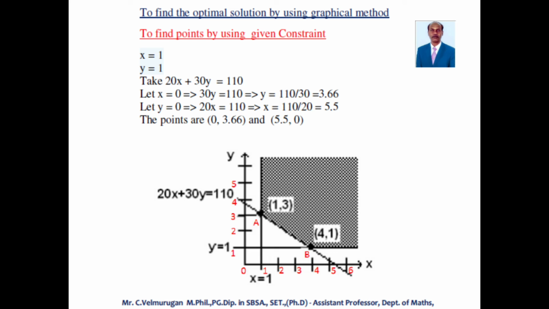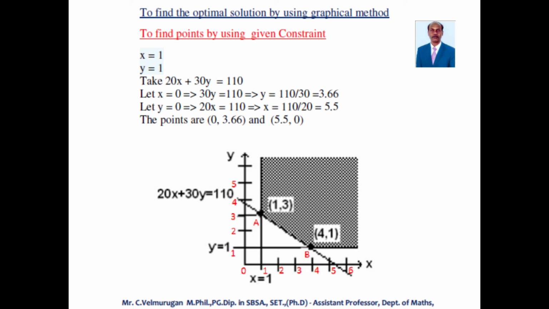What is the first equation? x is equal to 1. So we can draw a vertical line using the x-axis at the point x equal to 1. Similarly, we can draw a horizontal line based on the y-axis at the point y equal to 1. And using the third equation, we can connect the 2 points, that is 0, 3.66 and 5.5, 0. If we join these 2 points, then we get one line.